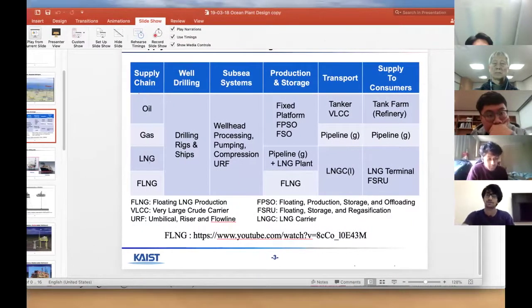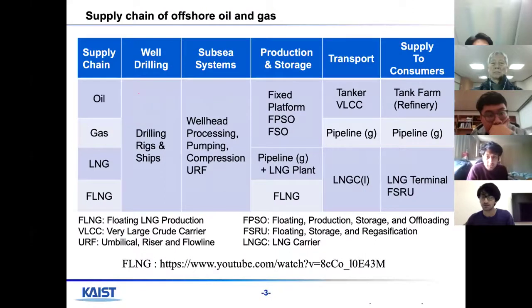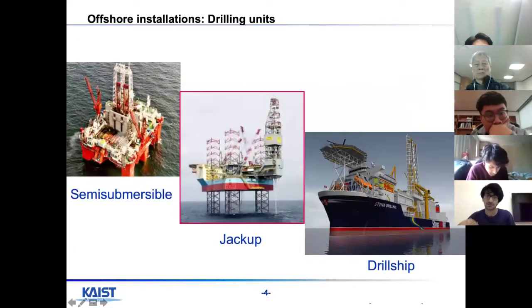As we saw previously, all the plants offshore and at shore have drilling units. These are three types of drilling units. You can see submersible, which by the name you can understand is somewhat submerged into the sea. And there's jackup and there's drill ship.